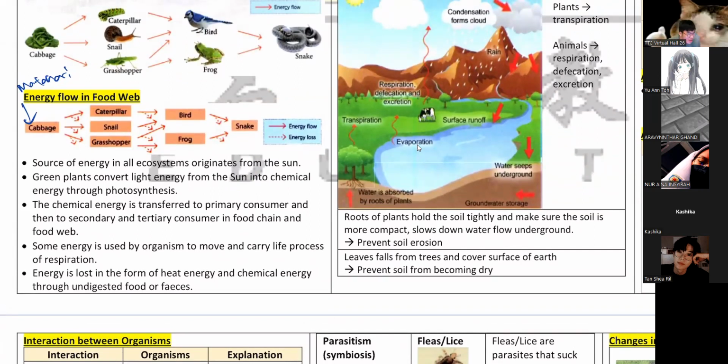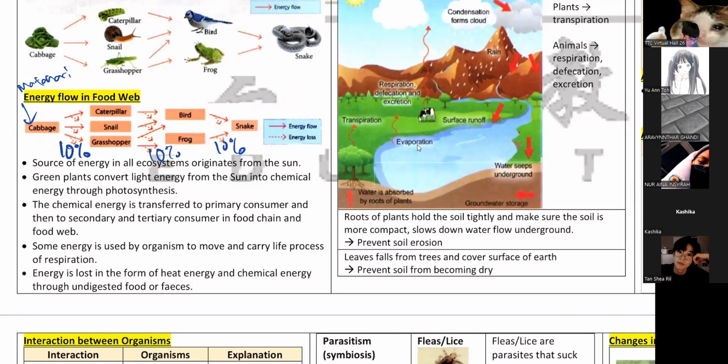Okay, anyway, so the next level, only 10% passes to it. That means if the caterpillar, snail, and grasshopper eat the cabbage, they only get 10% of the energy. Then the frog and birds, when they eat these three, they get 10%. The snake eats these too, and the snake also gets 10%. So you see, only 10% goes up. That's why after the snake, there's no one else, because there's not much energy left. There's nothing left. We cannot go up any more.